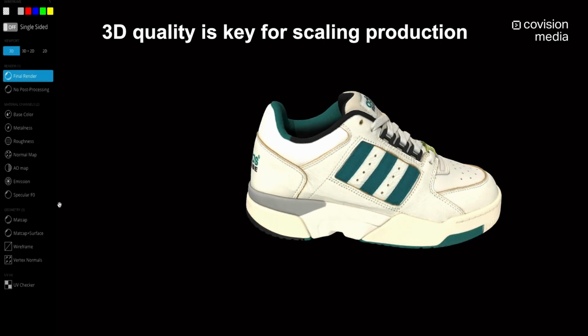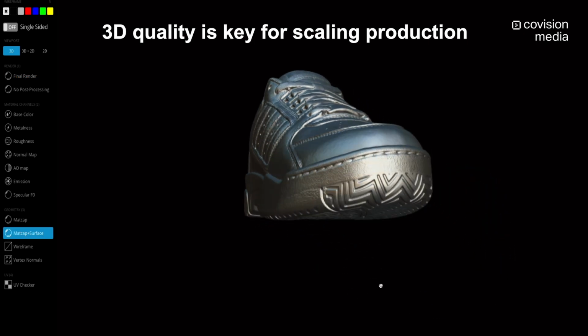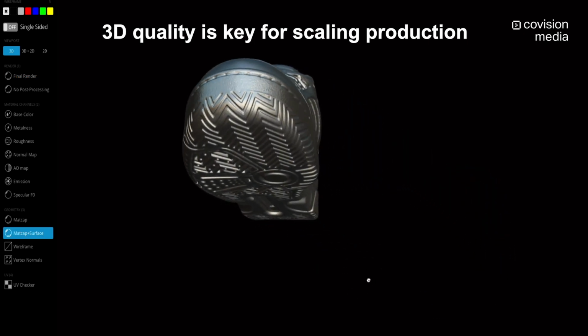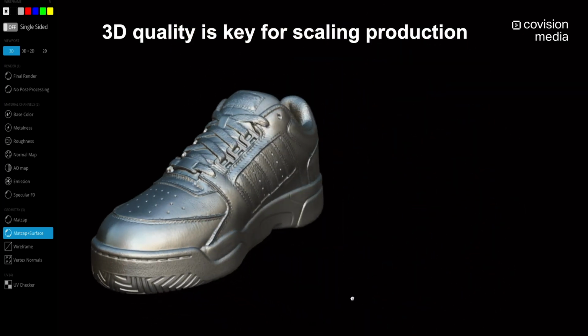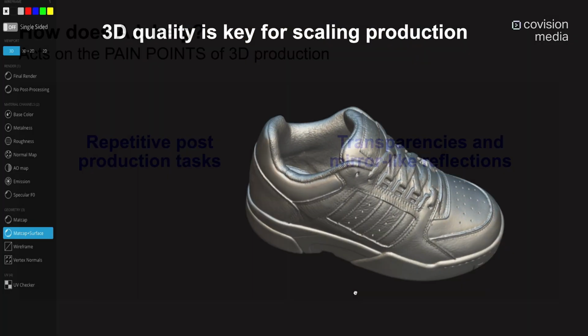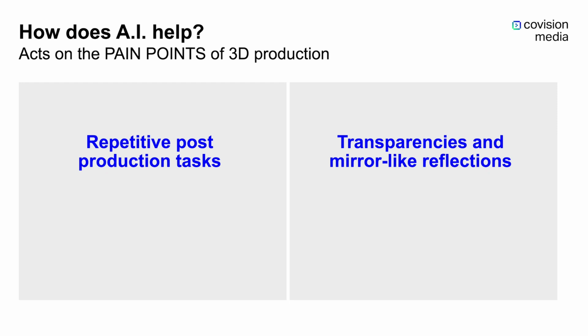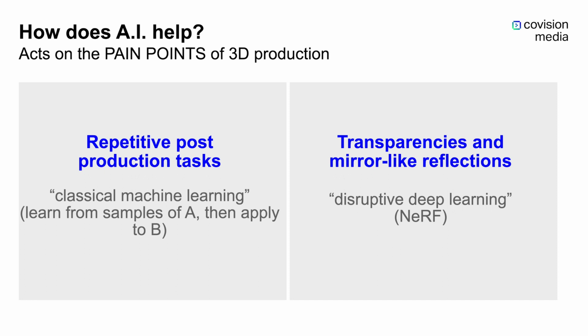So you have another example here of an Adidas shoe, relightability in the same way as we saw before on the geometry side. I will not go into detail here anymore. And AI helps basically in two ways. So you have the repetitive post-production tasks, and I think you know this already from the 2D world or the video world and so on. This is nothing new under the sun. And then you have transparencies and mirror-like reflections.